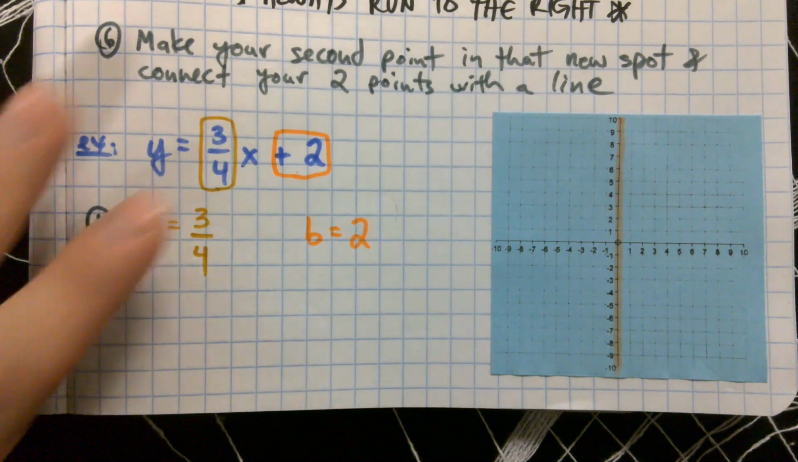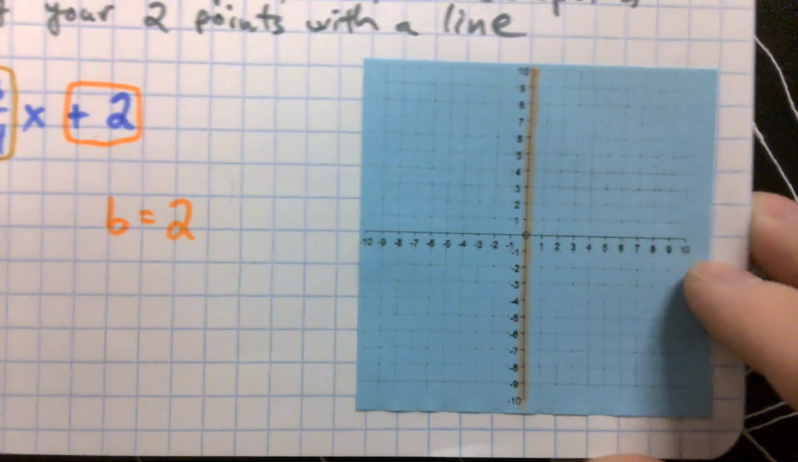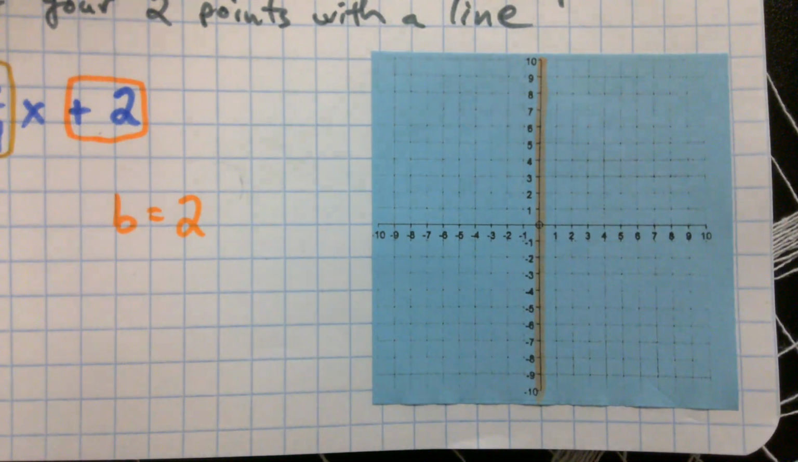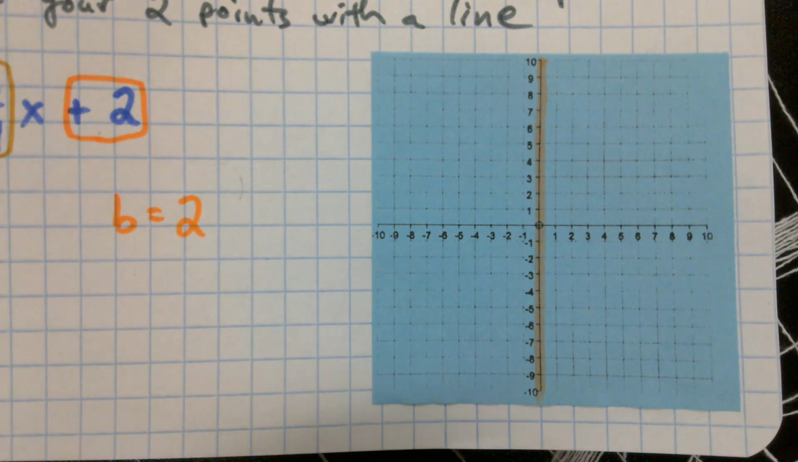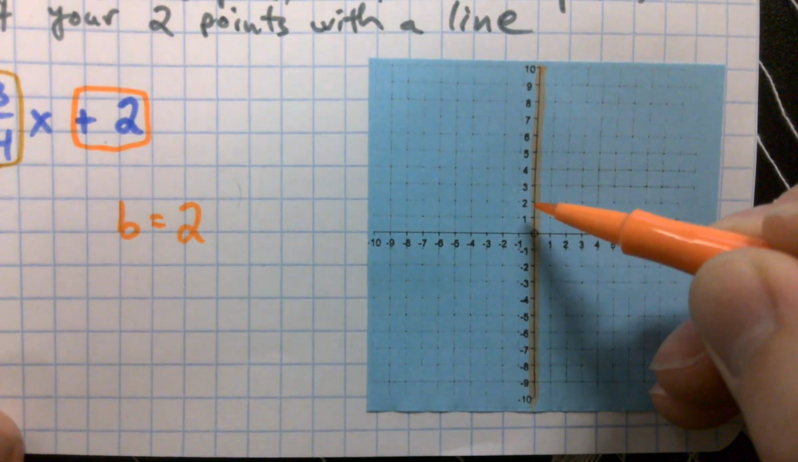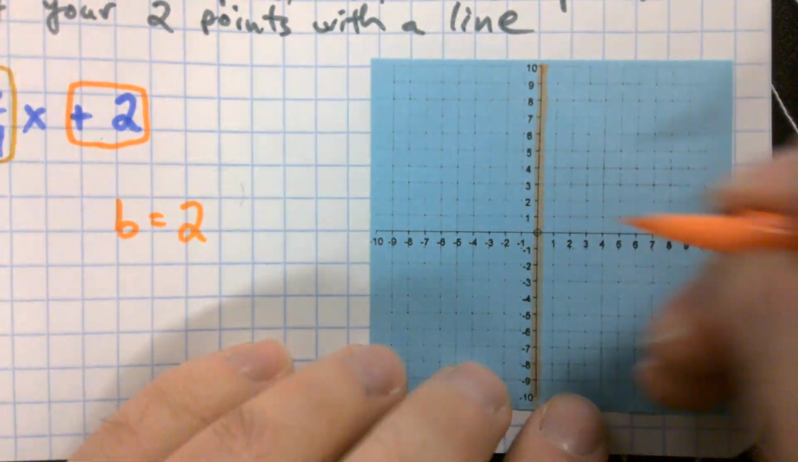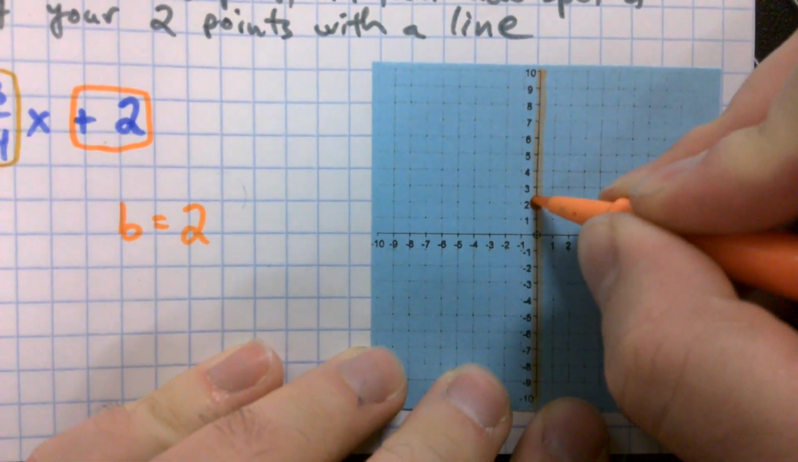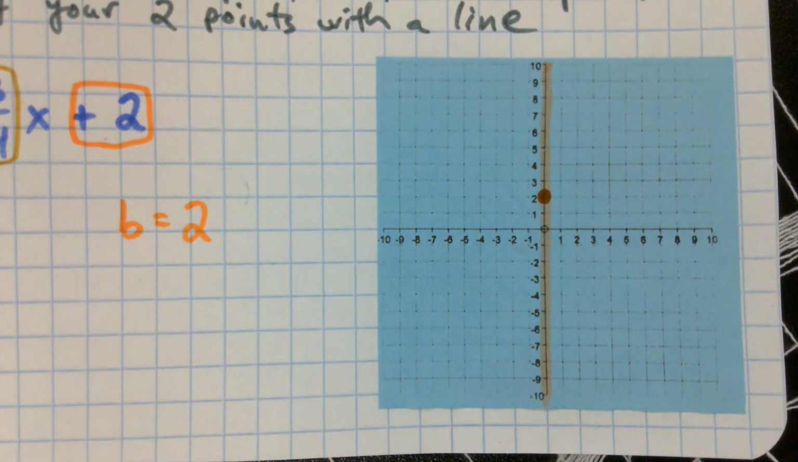There's my y-axis. So if we're going to plot b equals 2 on this y-axis, all we have to do is find positive 2 and make our dot. So we're going to find positive 2. I see it right there. Right on that orange line, we're going to make our very first point. Boom. Right there at b is equal to 2. That's my step 3.